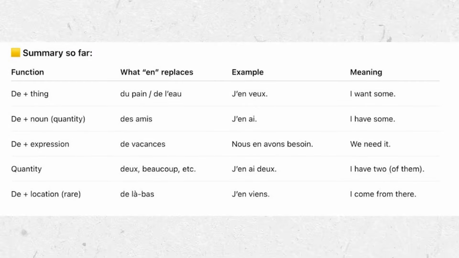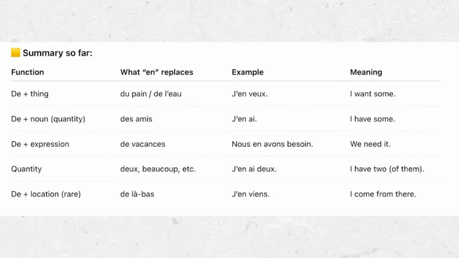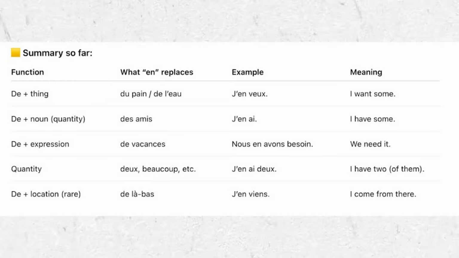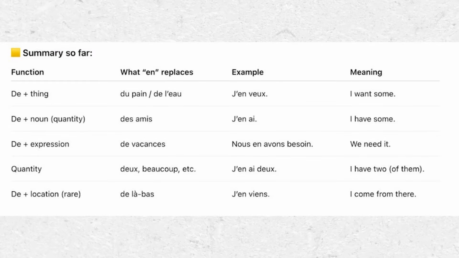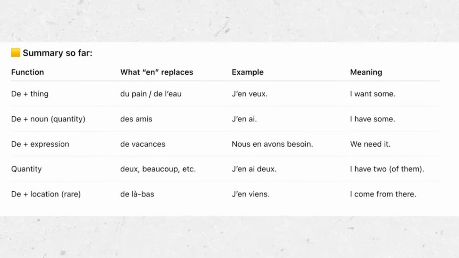And finally, the last line, "de plus location," which is quite rare. You can also use "en" when talking about coming from a place. Donc, par exemple, "je viens de là-bas, j'en viens." I come from there. This use is not very common, but it's good to know because you might hear French people say it. And so that's it. Whenever you see de, du, de la, de l', des, or a quantity, think of "en." It saves you from repeating words and makes your French sound more natural.